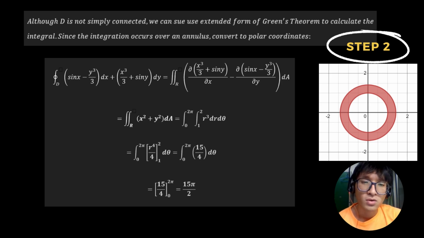For r, we integrate from 1 to 2, and the integration around the circle is from 0 to 2 pi. The result of the line integral is 15 pi over 2. As you can see, it is much easier to use Green's theorem than using the line integral, where we have to find the two line segments respectively.